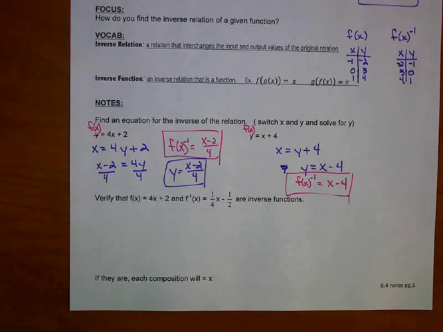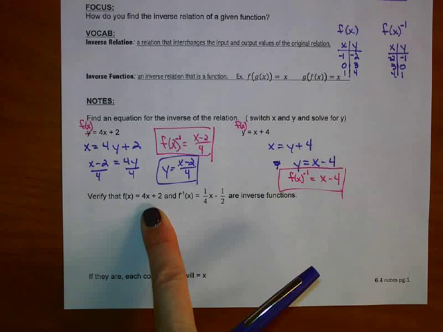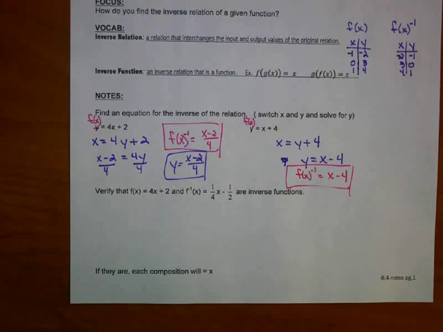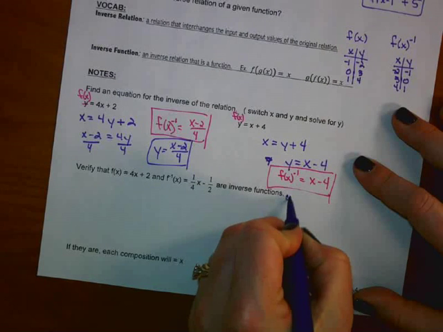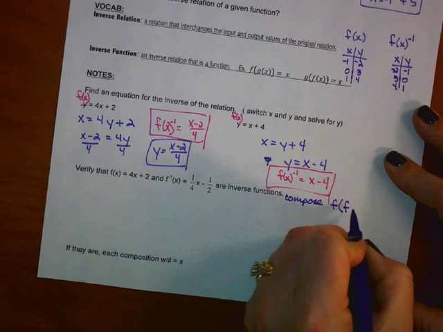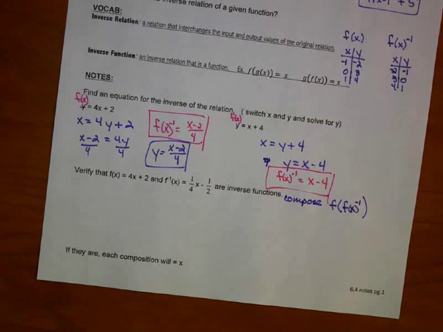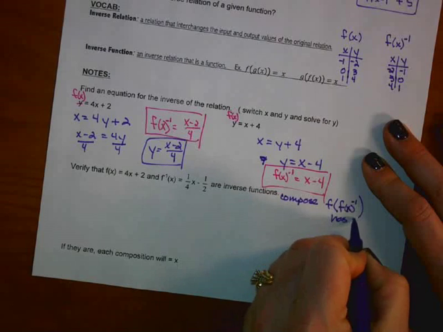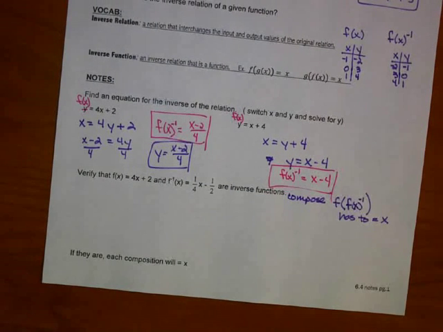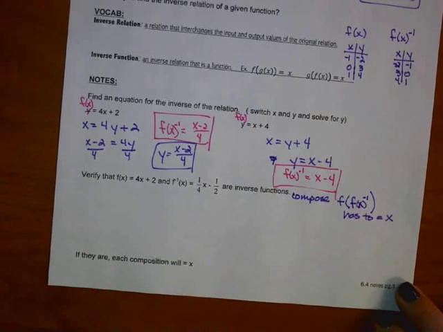All right, so now what you're going to do is verify that this is truly the inverse of this. And what you have to do is, if they are, each composition will equal x. So you're like, what? This is what you do. You compose f of x with f of x to the negative 1. You compose them, and it has to equal x. If you compose them, they have to equal x. So let me show you what that means. Oh, she wrote it different there. The negative one's in the wrong spot.